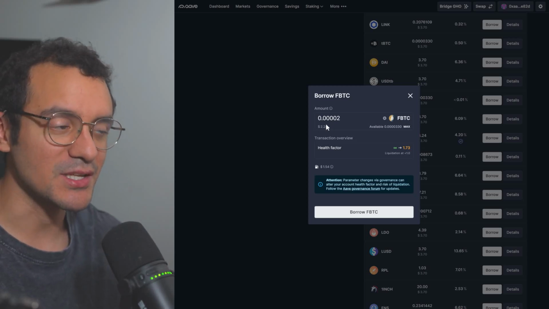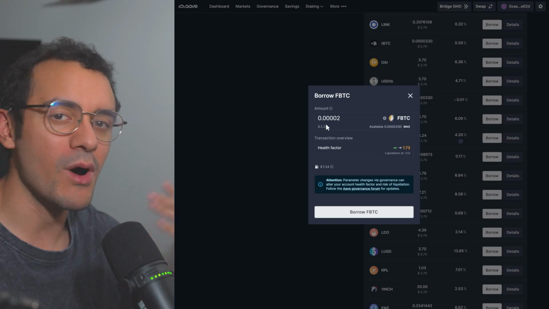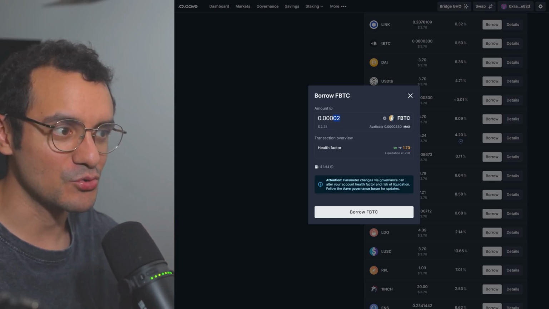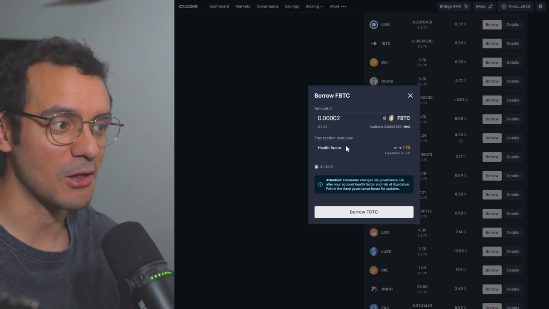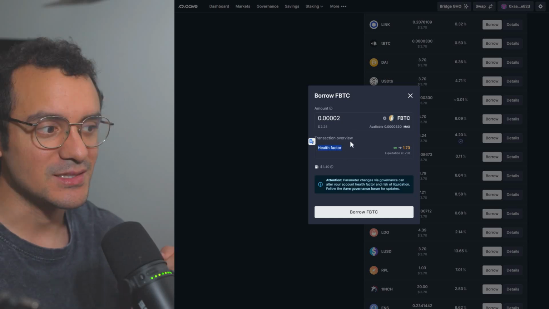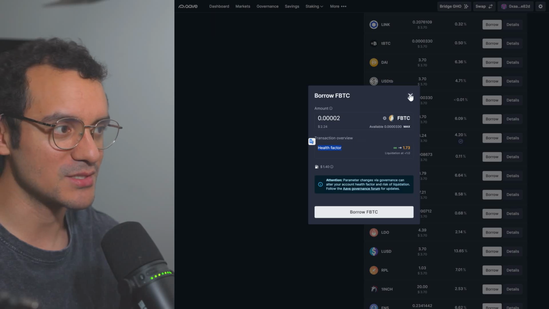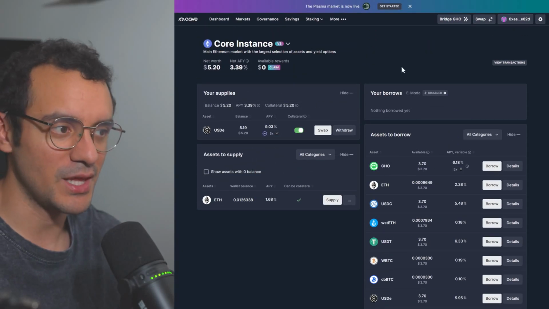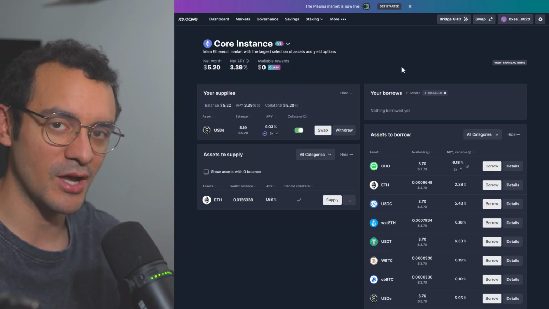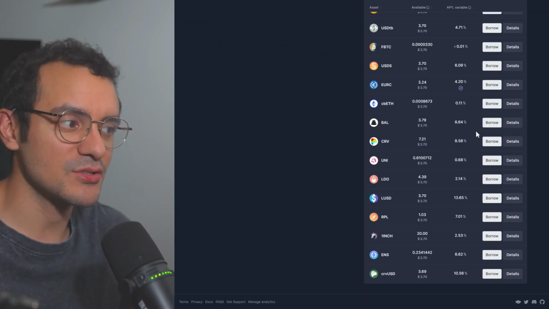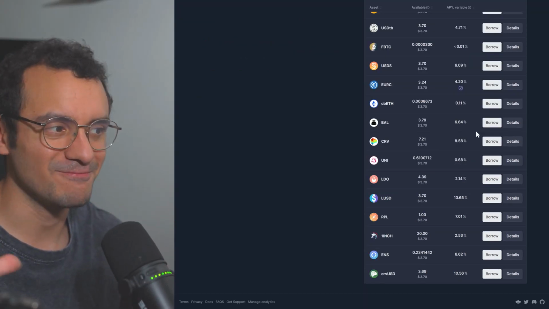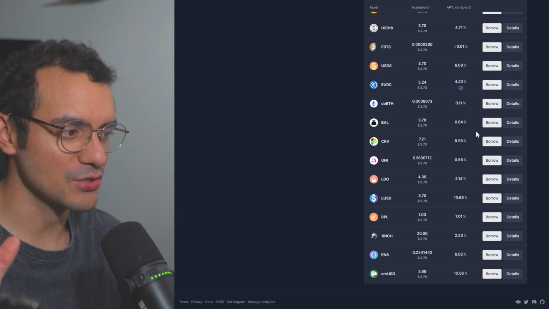But what happens if Bitcoin goes to 1 million? Then this amount is going to be like $20. So it means that your debt is going to be higher, and your health factor is going to decrease. That is the logic behind these lending and borrowing platforms, and it's the risk that you have to think about before doing this strategy. So this strategy is not for the long term, but actually for mid-term earnings. Okay, so keep that in mind.